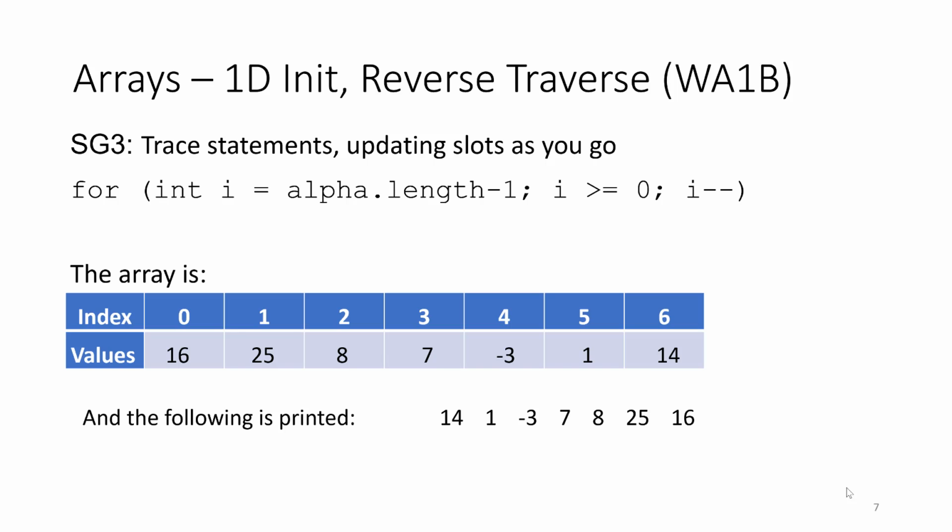For the second loop, it also starts at length -1, continues as long as i is greater than or equal to 0, decrementing by 1 each time, and in this case it's printing the value of alpha[i]. The values that would be printed are the values of the array in the reverse order: 14, then 1, then -3, then 7, then 8, then 25, then 16. That is the end of this worked example.